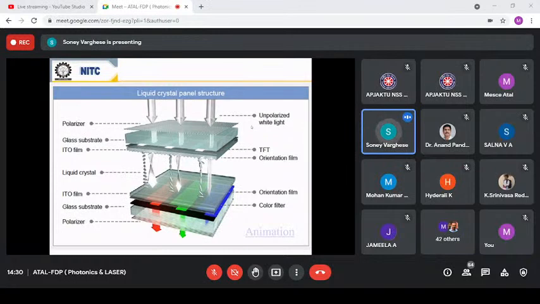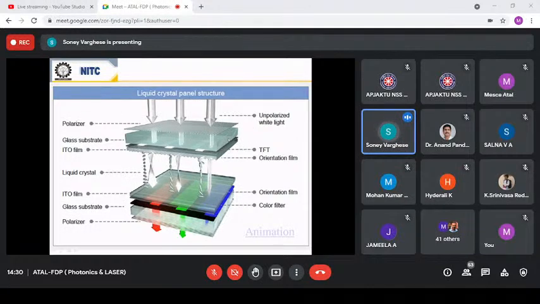But pure LED displays are also there, as I told you. These are not yet on the market. We are expecting them very soon, but they are very expensive. But if you buy a normal television, it will be an LED LCD display. So LED is only the backlight, that is the source of light.